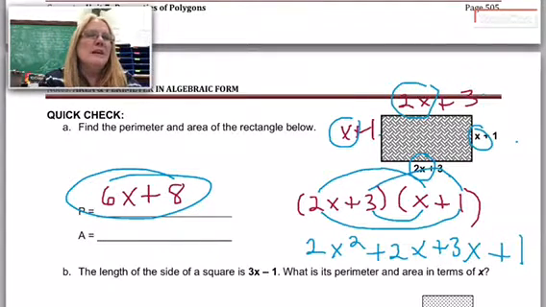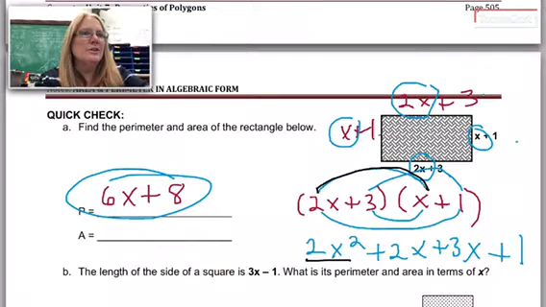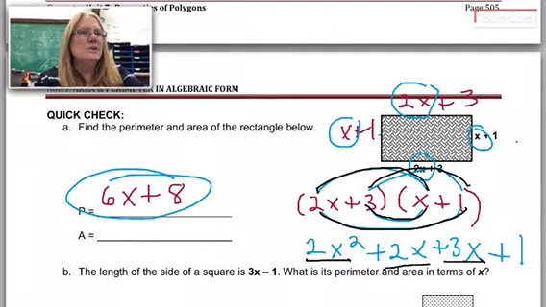And then for the area, we multiply the two binomials. I'll multiply 2x times x, and that's 2x squared. Outer, 2x times 1, 2x. Inner, 3 times x, 3x. And last, 3 times 1. Oh, and that should be 3, not 1.